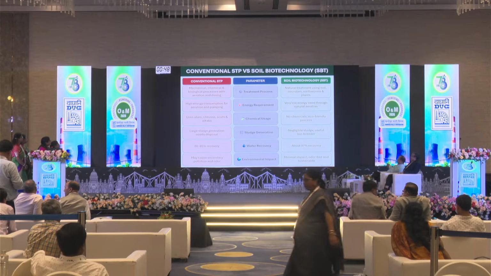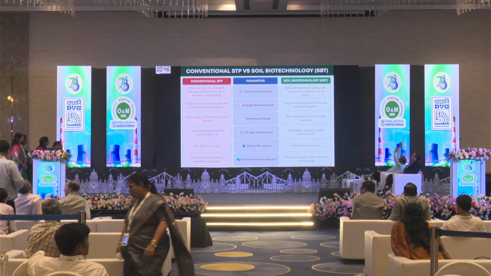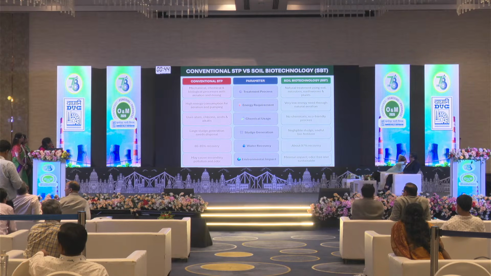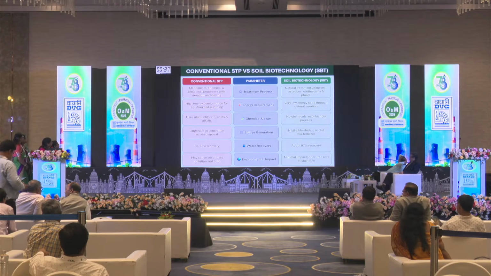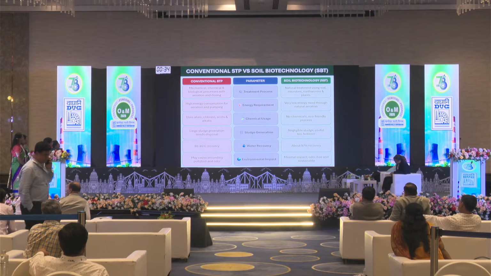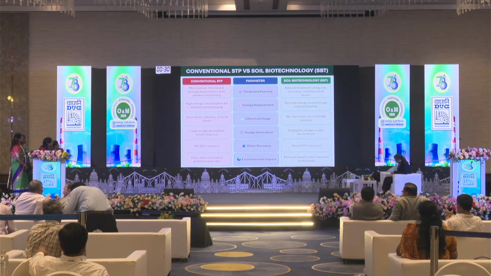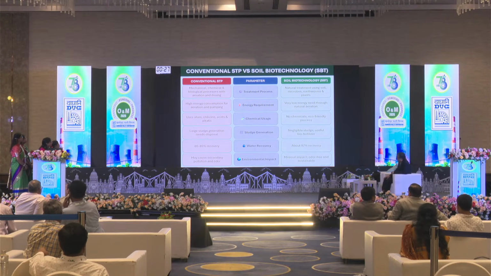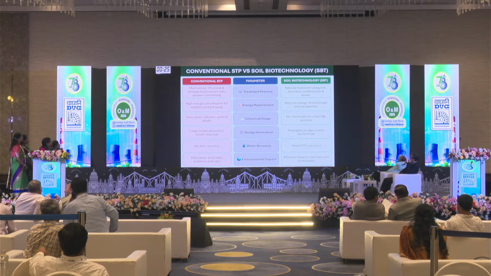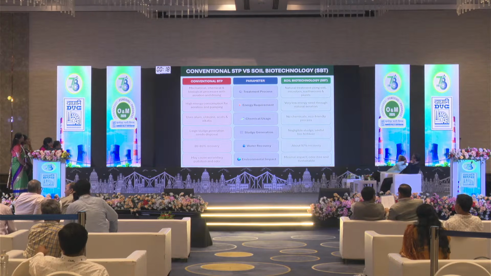So what are the comparison and benefits of SBT? A conventional STP is a mechanical and chemical process, and it has high energy consumption. It uses chemicals like alum, chlorine and acids. There is large sludge generation, water recovery is 80 to 85%, and it also produces some pollution and odor. But SBT is a totally natural treatment. Sludge generation is very negligible, and the sludge acts as a biofertilizer. Water recovery is about 97% and there is no odor or pollution.